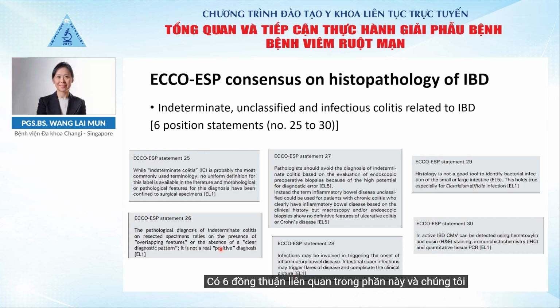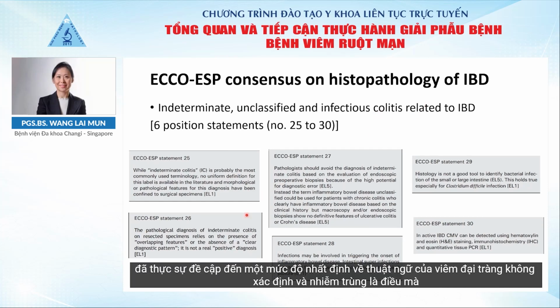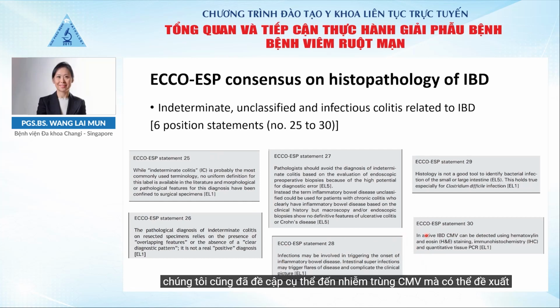So there are 6 position statements under this section, which we have actually covered to a certain extent on the terminology of indeterminate colitis. And infections is something that we have also mentioned, in particular CMV infection. They can recommend immunohistochemistry or quantitative tissue PCR, understanding that histology is not good in identifying bacteria. Okay, so there are limitations.